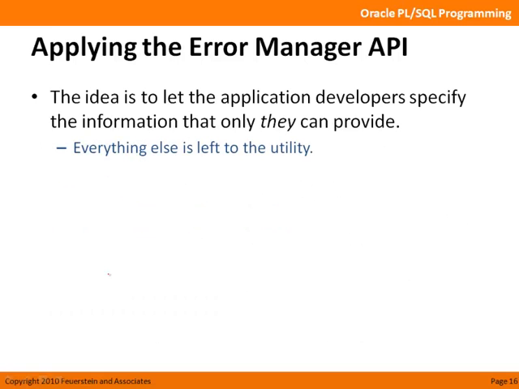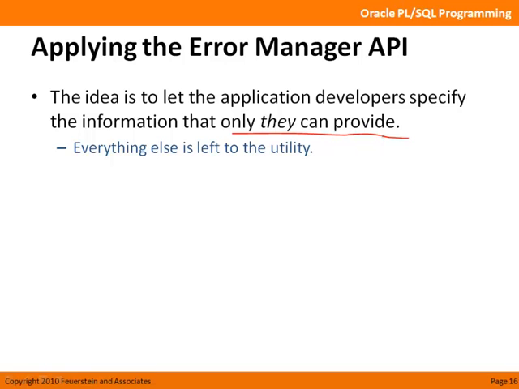So the idea is that when you use the API, especially when you're handling an exception, you let the application developer specify the information that only they can provide. In other words, the application developer does not call DBMS_UTILITY.FORMAT_ERROR_BACKTRACE. Why would you do that? You can have the underlying code do it for itself, and you'll see that in the Quest Error Manager package body.